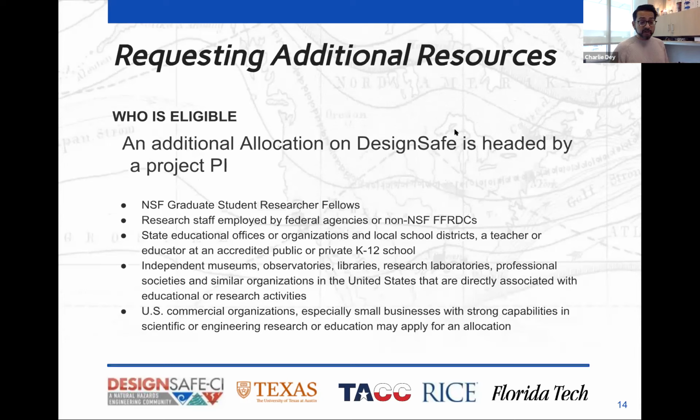So who's eligible to request additional resources? Well, here's a little list of who you need to be: a project PI, an NSF graduate student, research fellow, or research staff at one of the federal agencies. You can be associated with a K through 12 school. You can be involved with museums or libraries or other research laboratories, or belong to a commercial organization with strong capabilities in scientific and engineering research.